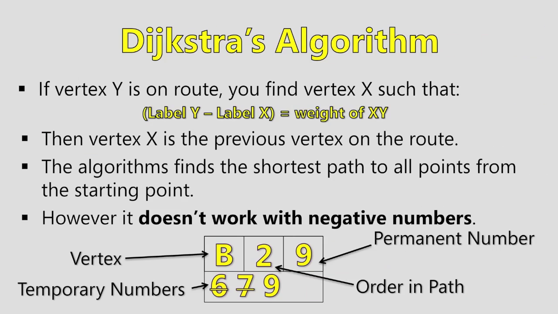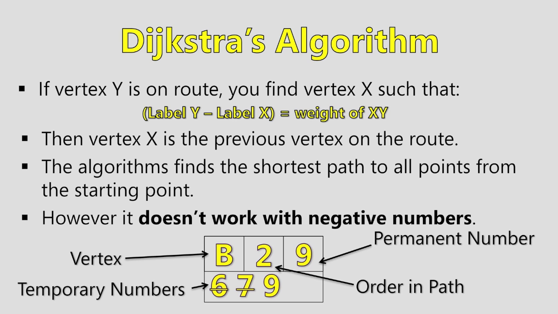Now, with Dijkstra's algorithm, if the vertex y is en route, then you find vertex x such that label y minus label x is the weight of xy. So when you're trying to find the shortest path, you work backwards by doing that. The vertex x is the previous vertex on the route, and so on. It can take a while, that's why I don't like it.